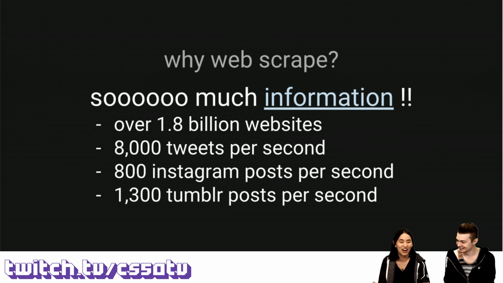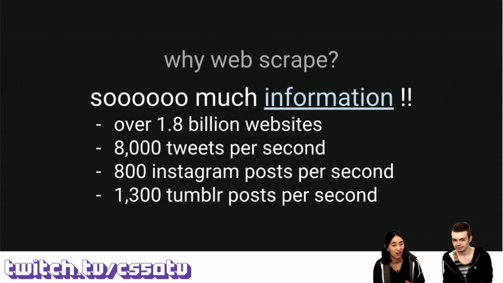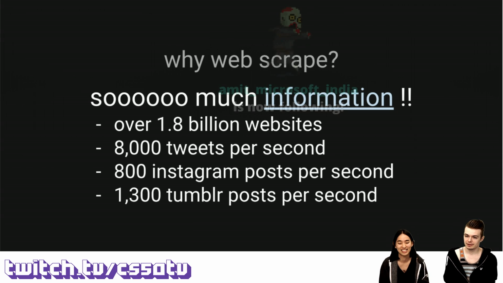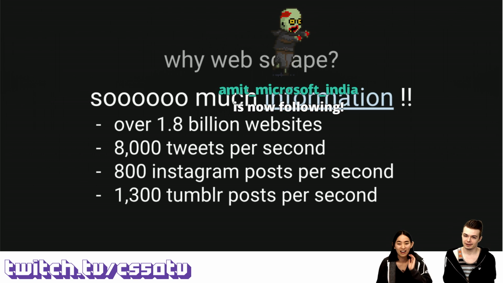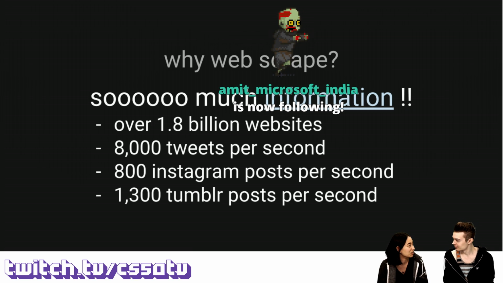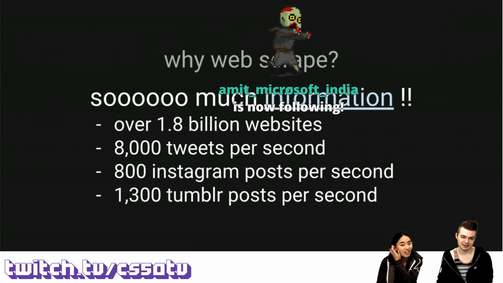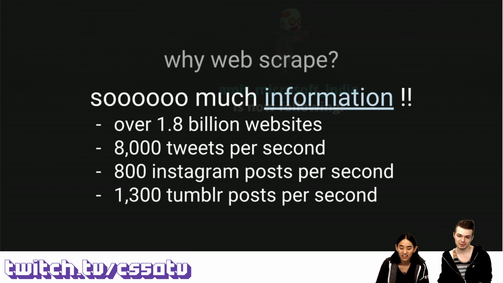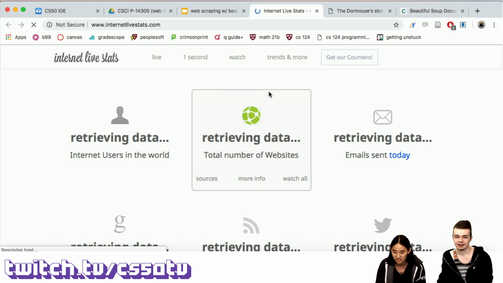But so why web scrape? Well, I think everyone knows there's so much information and content being produced on the internet. These are just some little statistics, if you can imagine all the kind of stuff that you can access on there. 1.8 billion websites. I'm actually kind of surprised. I almost expected there to be maybe 10 times more than that. Yeah, this might be a little outdated. Let's see if this website is still live.